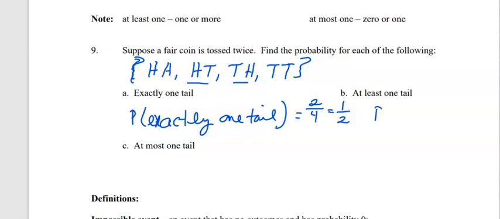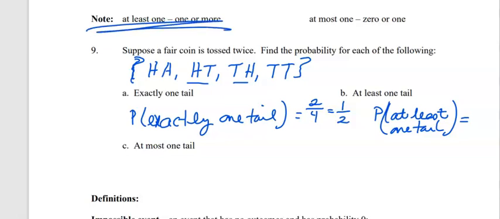The next one wants the probability of at least 1 tail. And so at least, we can come up here and look at that, means one or more tails. So at least 1 tail, this has at least 1, this has at least 1, but this last outcome also has at least 1 tail. It has 2 actually. So the probability of getting at least 1 tail would be 3 of the outcomes out of the 4.